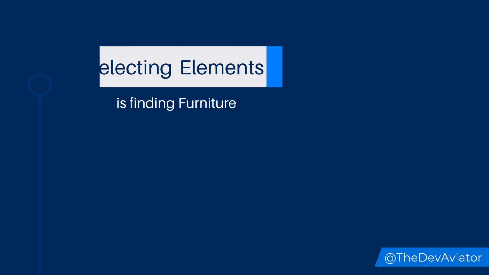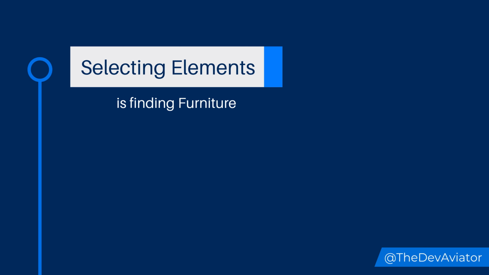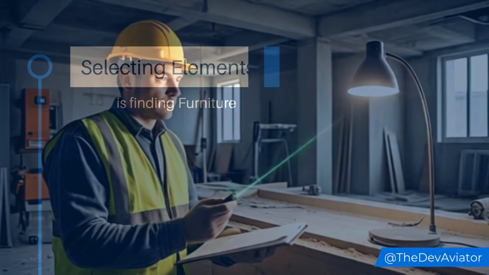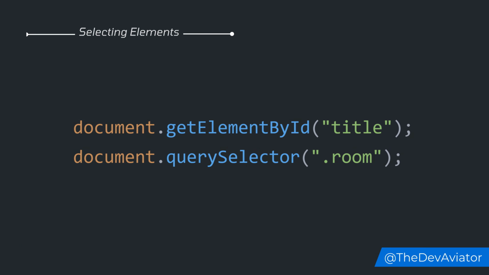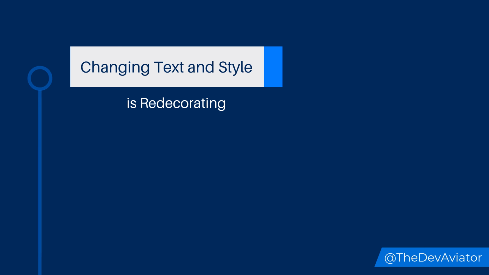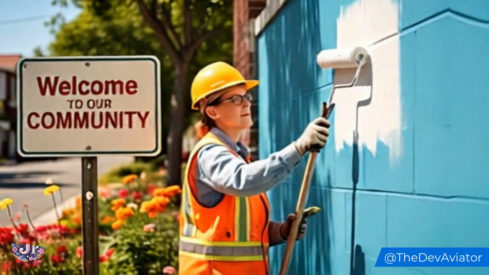To make changes, first you have to find what you're looking for. This is like pointing at a lamp and saying, "Change this." Want to paint a wall or replace a sign? That's done using text content and style properties.